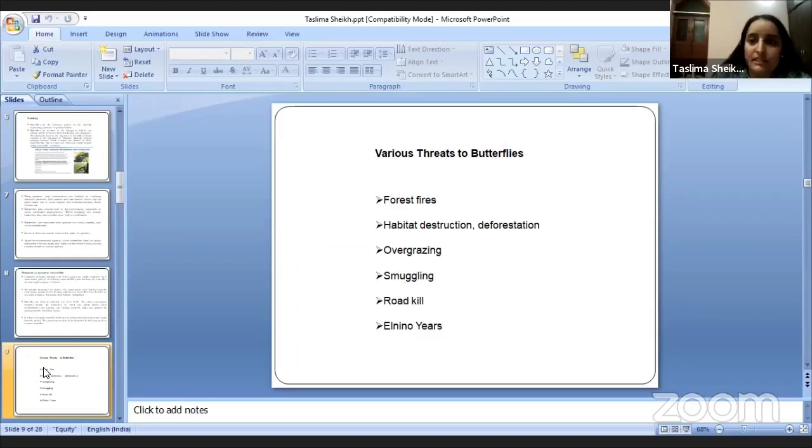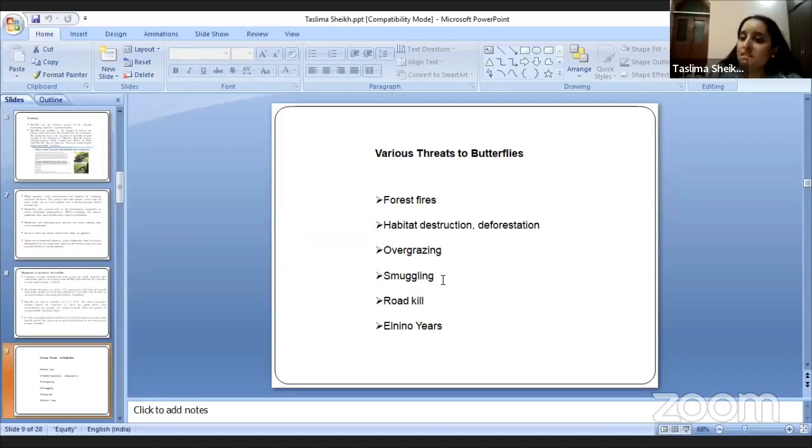That's the urgent need of the hour. We have to protect our forests, and that's the biggest threat for our butterflies' habitat. Another is overgrazing. This is a very huge threat for the butterflies in Jammu and Kashmir, because we have so many meadows, pastures, and alpine grasslands in Jammu and Kashmir. So we are seeing very much overgrazing in these fields.